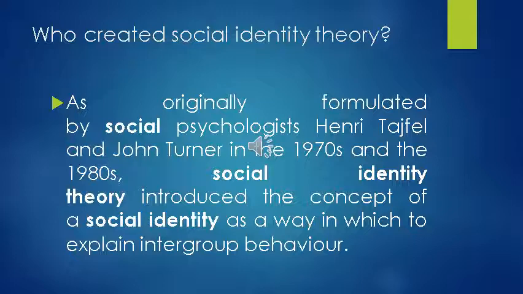Who created, or who is the founder of, social identity theory? The founders of social identity theory are Henri Tajfel and John Turner, in the 70s and 80s, where they introduced the concept of social identity theory, as a way to explain intergroup behavior, or the behavior of the individual according to which group they belong to, like family, nationality, gender, or for example, being a fan of a special sport.